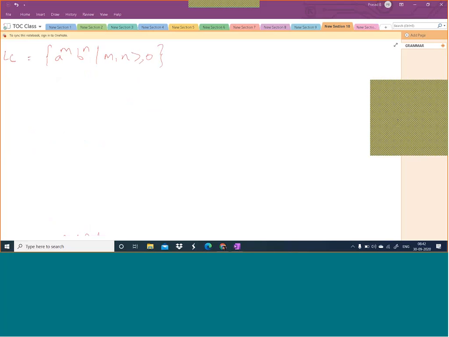See what is here: a power m, b power n. You are saying that S derives AS, BS, ASB, epsilon. However you substitute, AS part, then B should come. I'll take BS. In S place, I will substitute AS. Now in S place, B. So again, in S place, AS. So it is giving AS, B, AS, B.